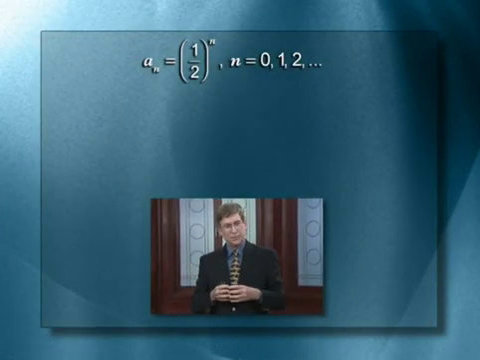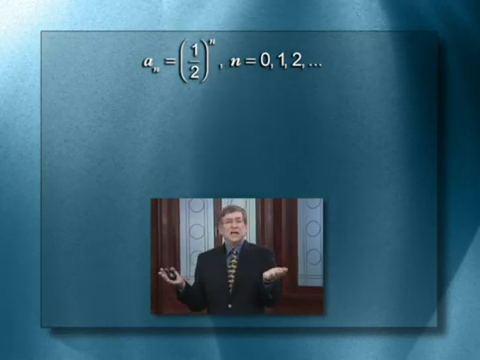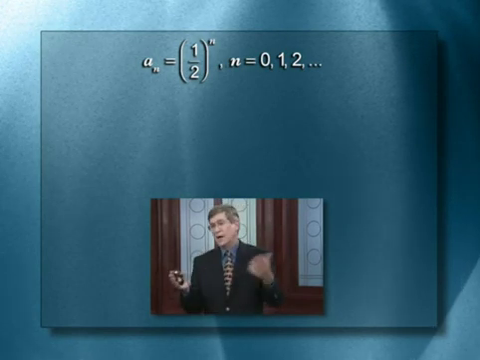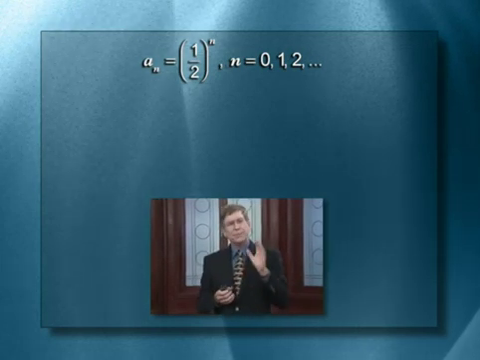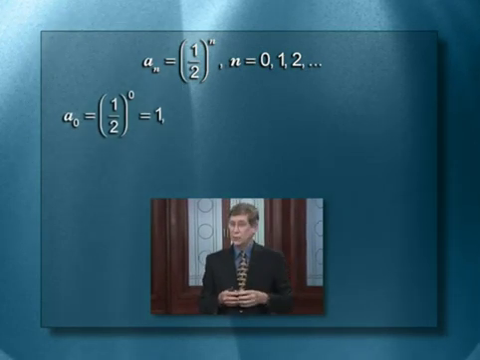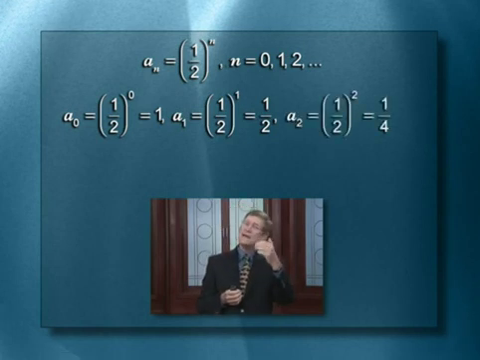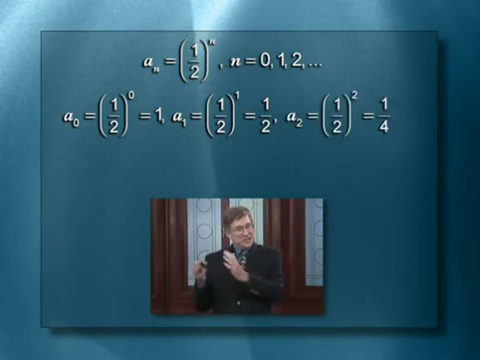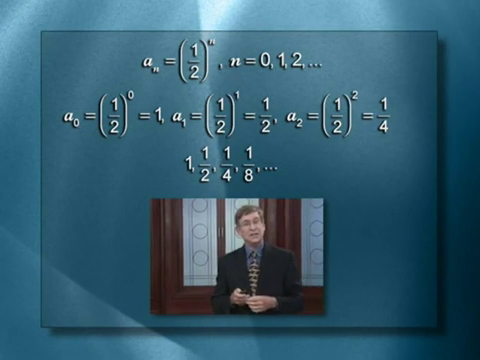Let me show you another example. Let's let the nth term of our sequence be 1/2 to the nth power. And I'm going to start this sequence when n is 0. It turns out you can start a sequence with any integer value, n equals 1 or n equals 0, and sometimes they start at 2, etc. That's not the real important issue with a sequence. So let's start it at 0 and plug in some numbers. When n is 0, it's 1/2 to the 0 power, and any number to the 0th power is 1. And then it's 1/2 to the first power, and so a sub 1 is 1/2. And then it's 1/2 squared, which is 1/4. And again, I see a pattern, don't you? It goes 1, 1/2, 1/4, 1/8, 1/16, etc.